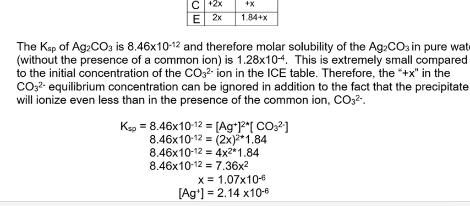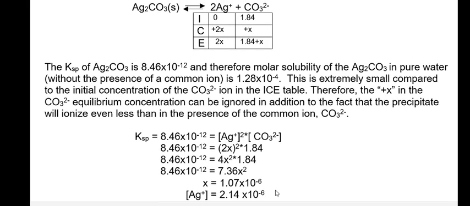Substituting the equilibrium concentration values into the Ksp expression, for silver it's 2x, so it's (2x) squared, and then for carbonate it's 1.84. Solving for x, getting through the math, we find that the silver concentration is 2.14 times 10 to the minus 6th. The concentration of silver, in this case in the presence of carbonate at 1.84 molar, is pretty small compared to the concentration of silver in pure water.